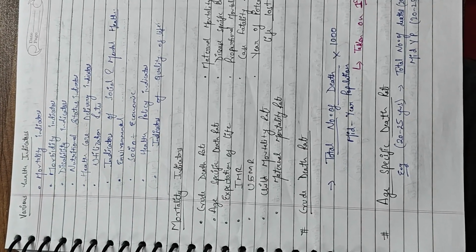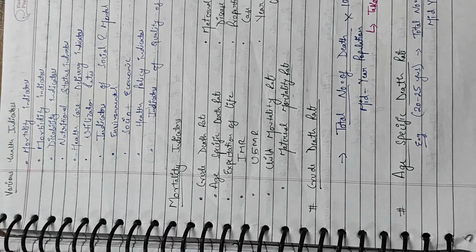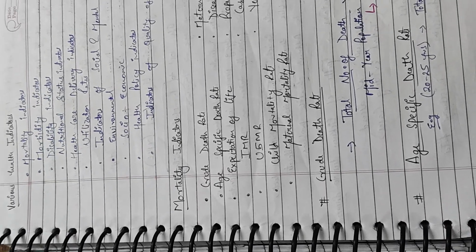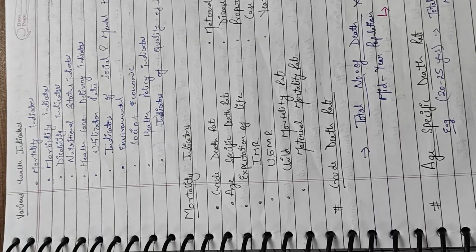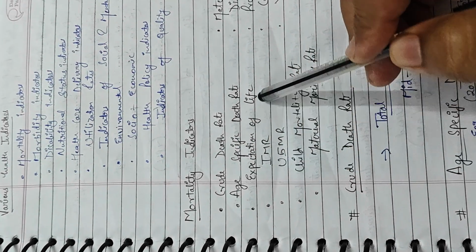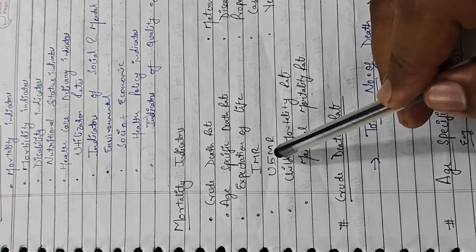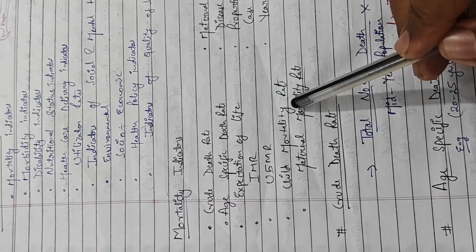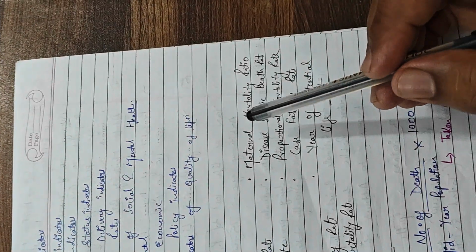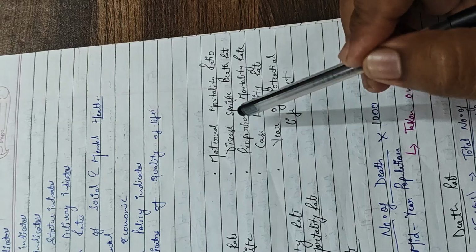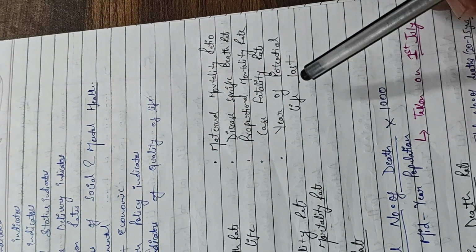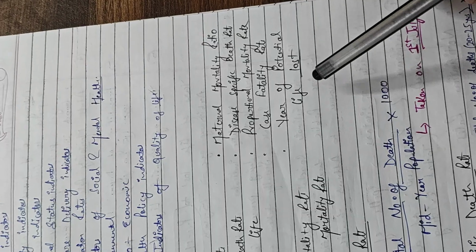So, first we start with the mortality indicators. What are the following things in mortality indicators? Crude death rate, age specific death rate, expectation of life, infant mortality rate, under 5 mortality rate, child mortality rate, maternal mortality rate, maternal mortality ratio, disease specific death rate, proportional mortality rate, case fatality rate, and years of potential life lost.